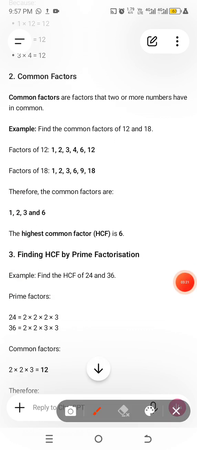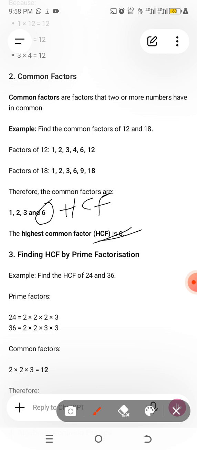Now the highest common factor, which is HCF, is 6. If you want to find the highest common factor, HCF, we look at the number that is the highest out of everything, which is 6. Do you understand?